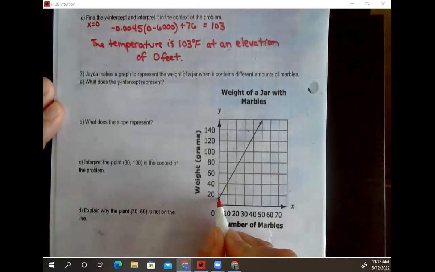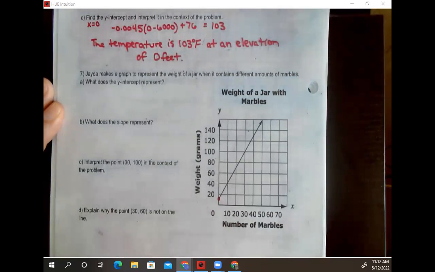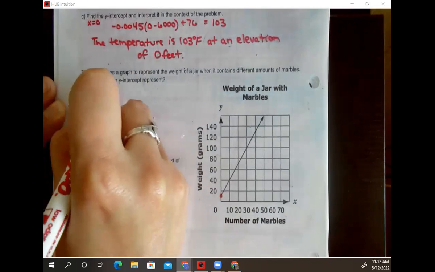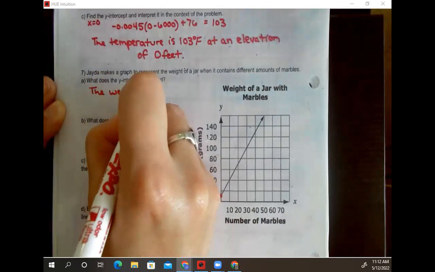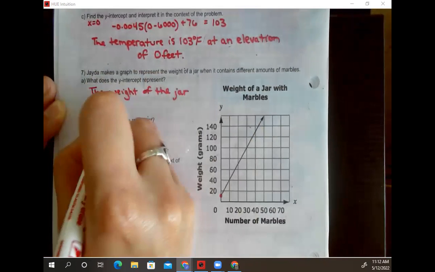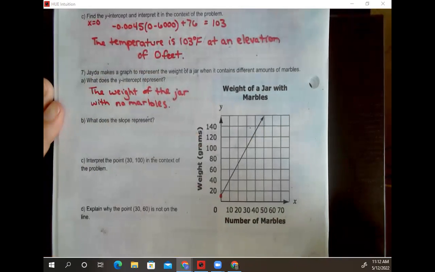So what does this point represent in the context of our problem? The weight of the jar when it has 0 marbles. What's another way I could phrase that? There are 0 marbles in the jar and it weighs this much. That's just the weight of the jar, right? Okay. So you could certainly tell me that's the weight of the jar with no marbles, or with 0 marbles. Or you could just tell me that's how much the jar weighs.